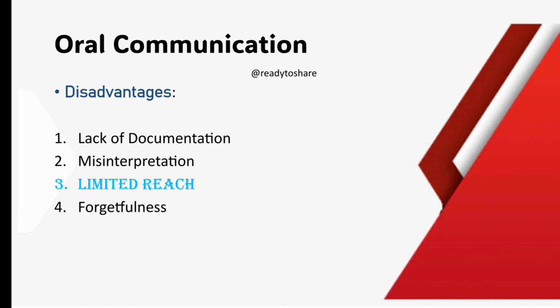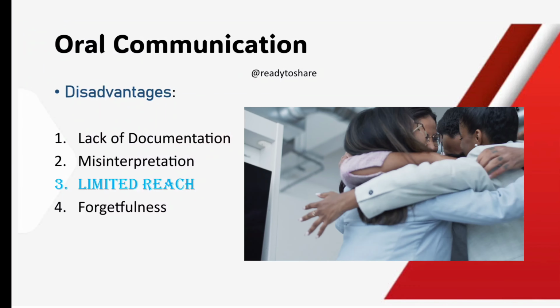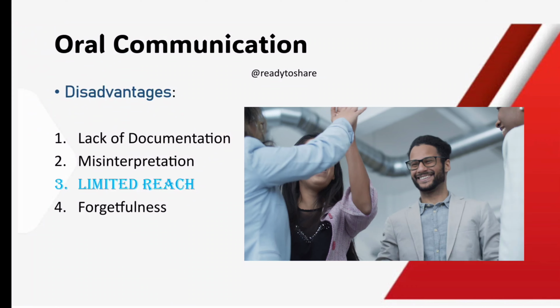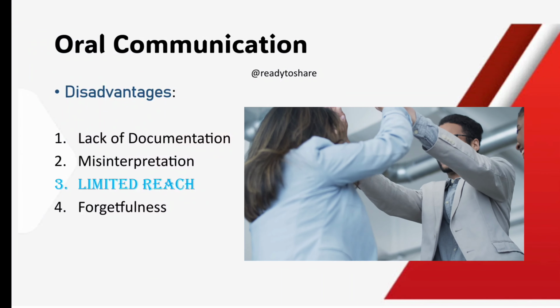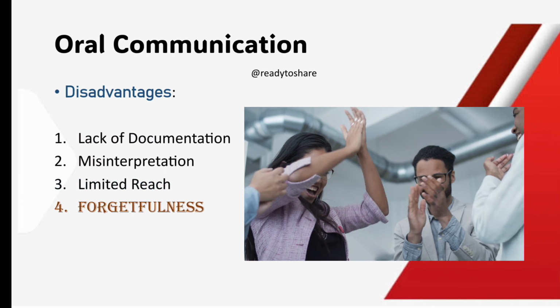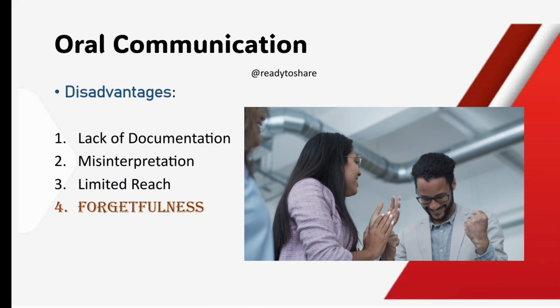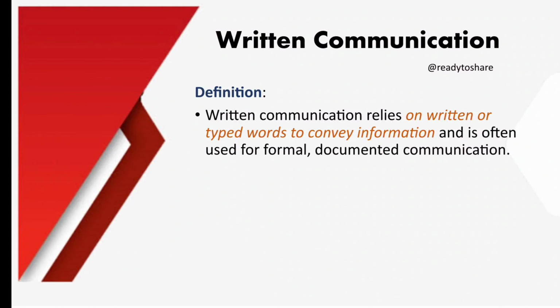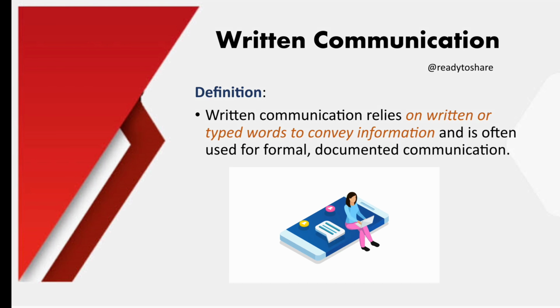Oral communication is limited to the people physically present or reachable by phone or video call, making it less suitable for wide distribution. Fourth is forgetfulness. People may forget verbal information if not reinforced in writing, potentially leading to memory lapses. The second type of communication is written communication. Definition: written communication relies on written or typed words to convey information and is often used for formal, documented communication.